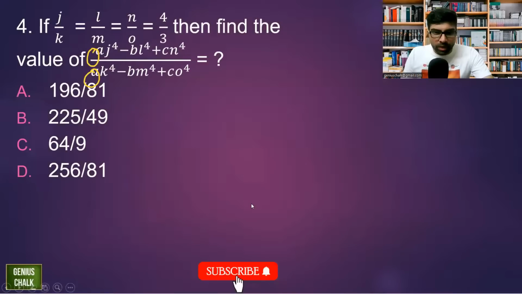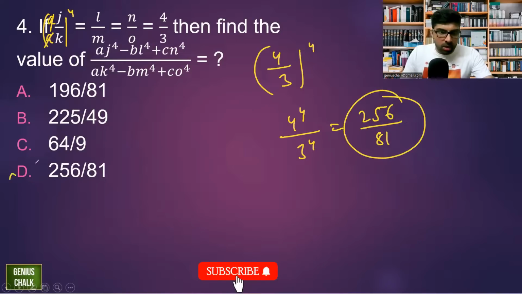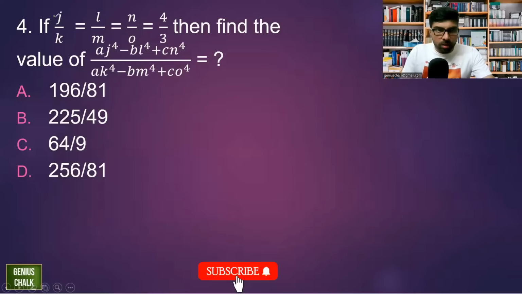So in this question also, we can see that the power is 4. If I multiply by A, A is getting cancelled, power 4, A is getting cancelled. That means the answer of this question is 4 by 3 to the power 4, that is 4 to the power 4 by 3 to the power 4, that is 256 by 81, which is option D, right? A very good question, and you can try it. And you can see AJ to the power 4, AK to the power 4, both are getting cancelled. So basically we have to get this value only.